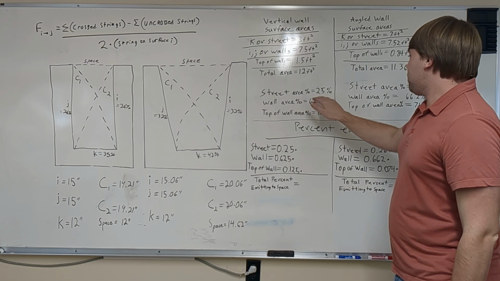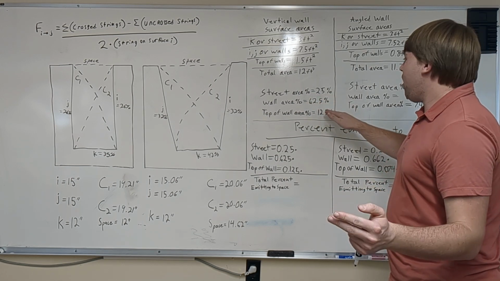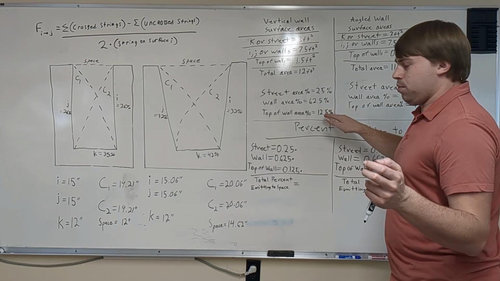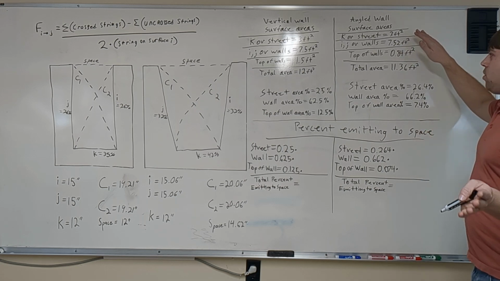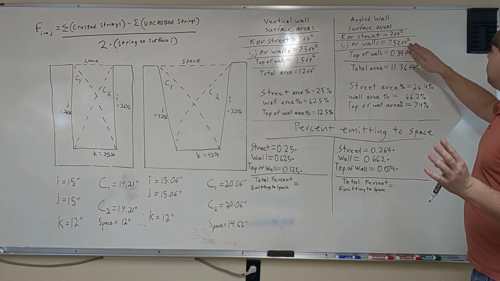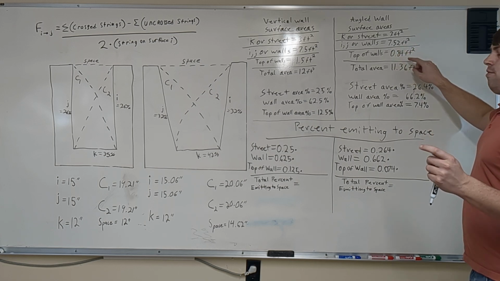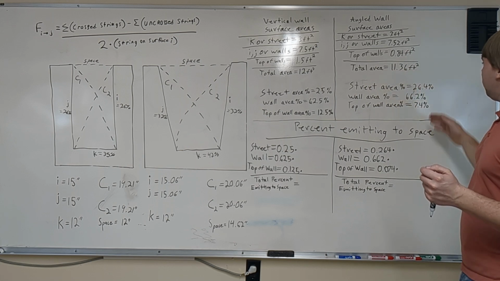So our street area makes up 25% of the total area, our wall area makes up 62.5% of the total area, and our top of wall area is 12.5% of the total area. It's the same deal over here, except with different numbers, because slightly different geometry. So 3 square feet for the street, 7.52 square feet for the walls, 0.84 square feet for the top of walls, and a different total area.